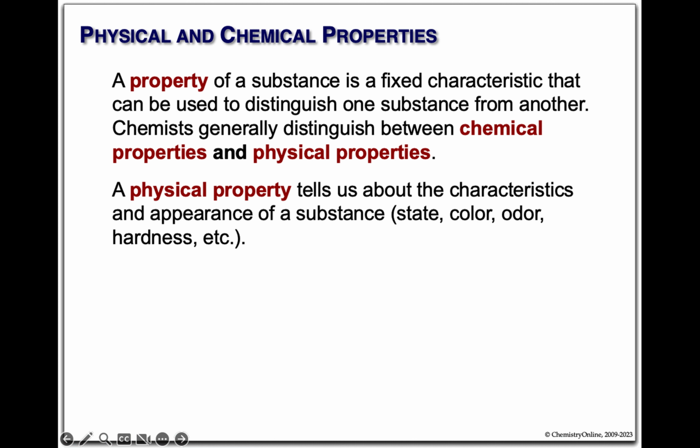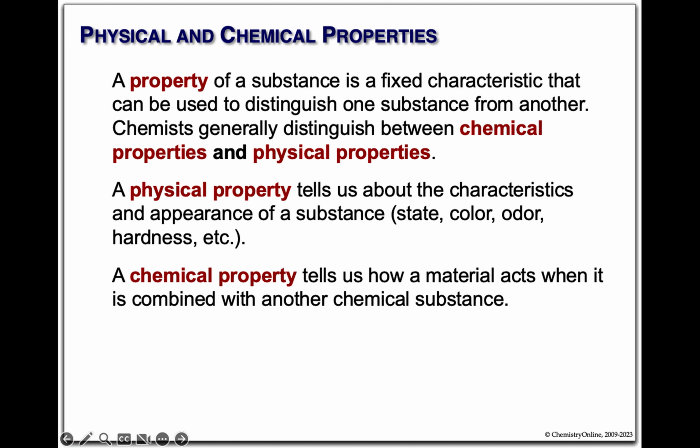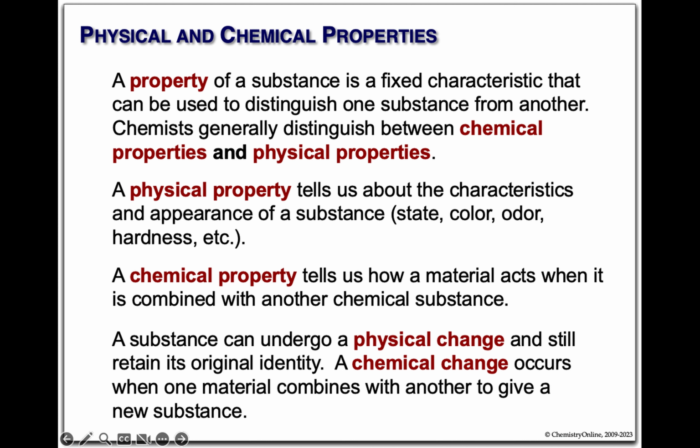Physical and chemical properties. We've done this. Physical properties, a fixed characteristic, how it looks, how it smells, whatever. State, color, odor, hardness. Chemical property tells us how a material reacts with something else. Physical change, you still have the same substance. It's just different somehow. Chemical change, you get an entirely new substance.